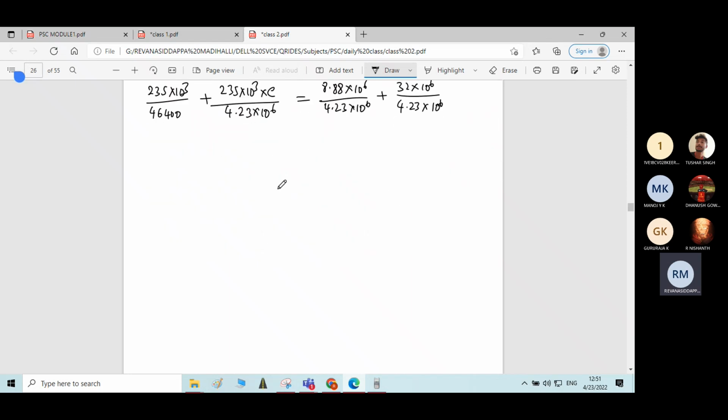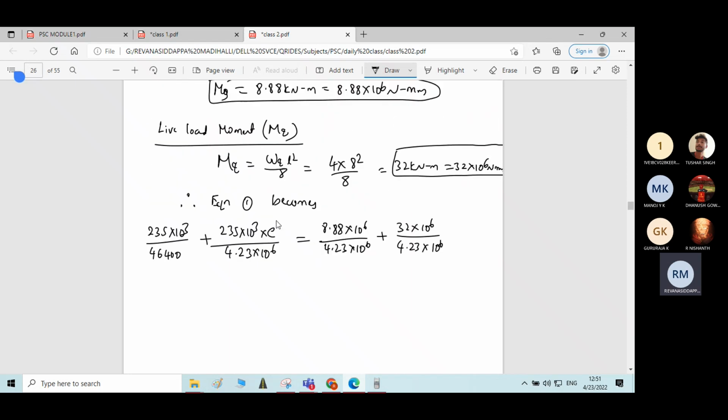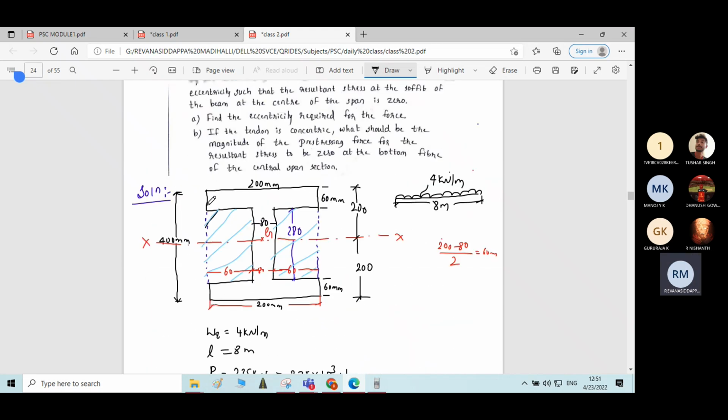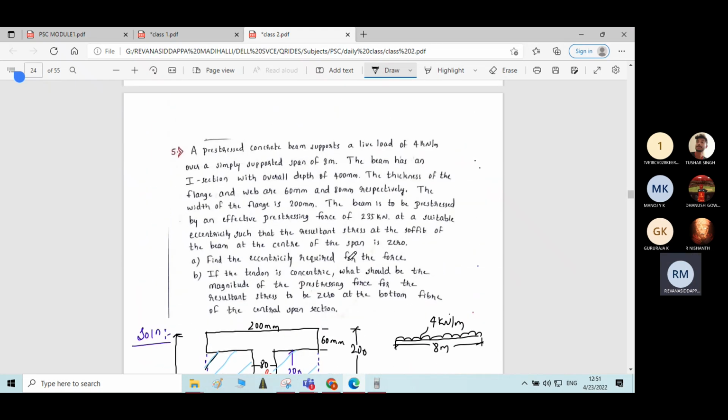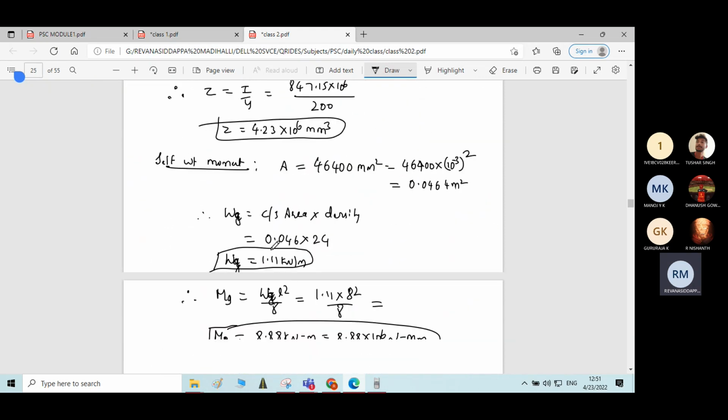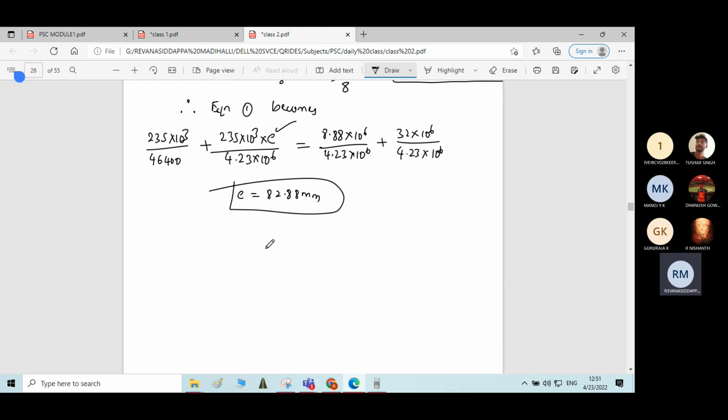So by this you can calculate the value of eccentricity. If we calculate the answer, eccentricity will be equal to 82.88 mm. With this, the first question is solved: find the eccentricity required for the force to cause zero resultant stresses at the bottom fiber.